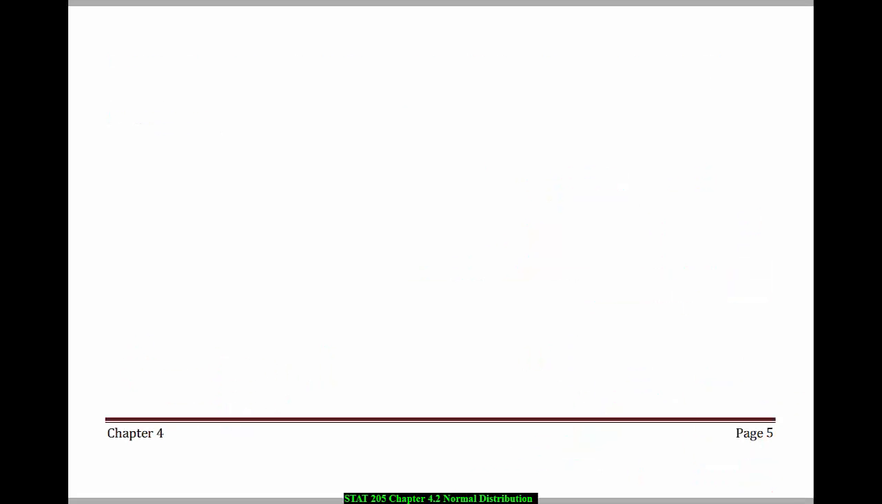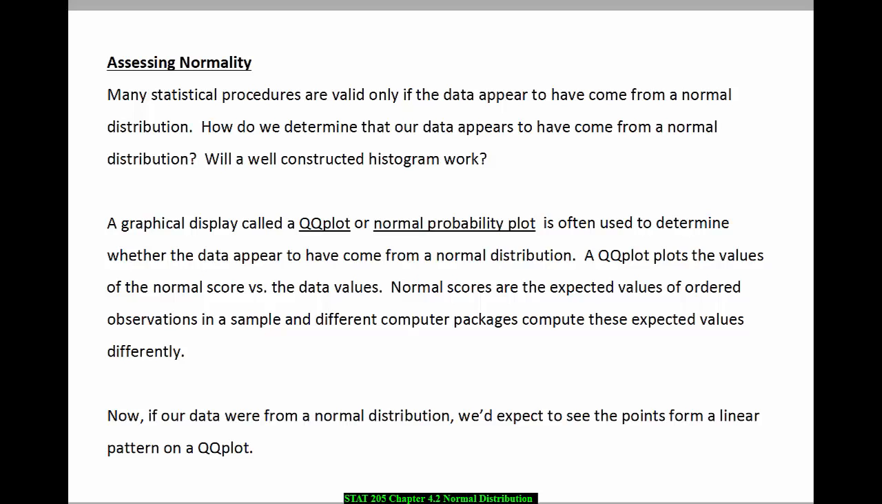All right, so that's important. You'll definitely be calculating some z-scores and some z-critical points in the near future. So now we get to the fourth order of business in the normal distribution, and that is, if I give you a data set and I want to know, does it look like that came from a normal distribution or not, how will we do that?